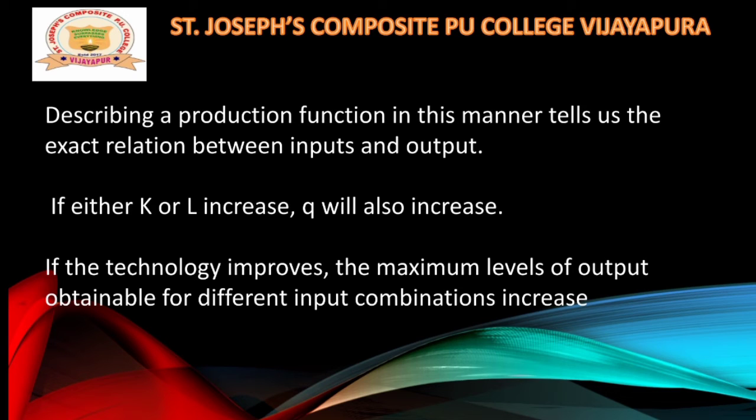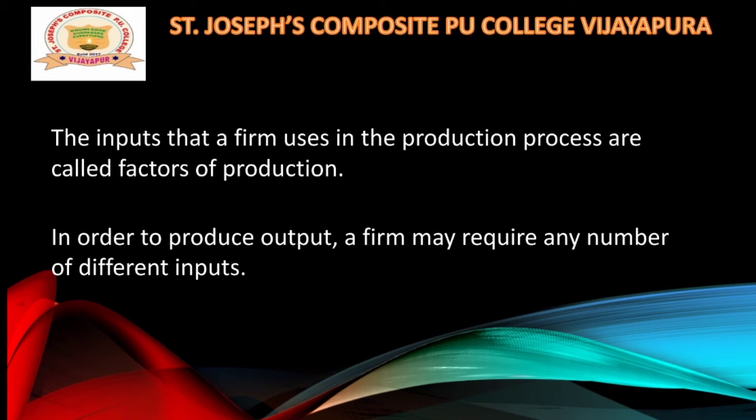Just imagine that if upgraded technology is used for the production of output, then automatically the quantity of output also increases. The inputs that a firm uses in the production process are called factors of production. As you know, the four factors of production are land, labor, capital and organization.